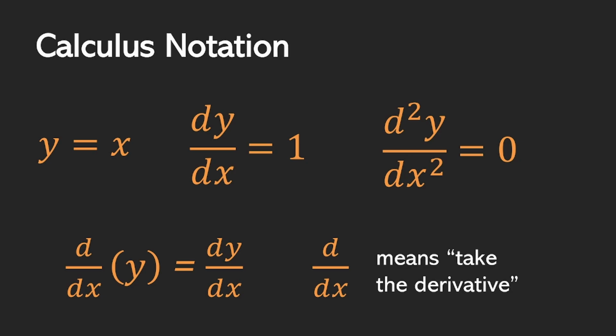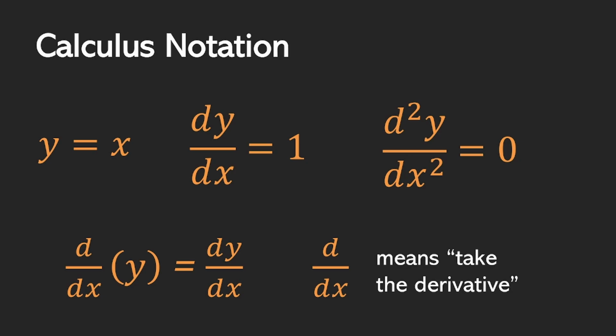So let's look at some more notation. So if we have an equation here, y equals x, and we're taking the slope of y with respect to x, well, we know that the slope of y is always 1, because for every time that x increases by 1, the y increases by 1. So dy over dx, or the slope of y with respect to x, is always 1.